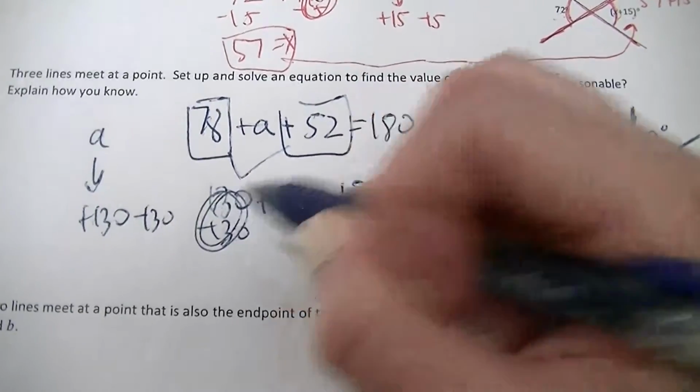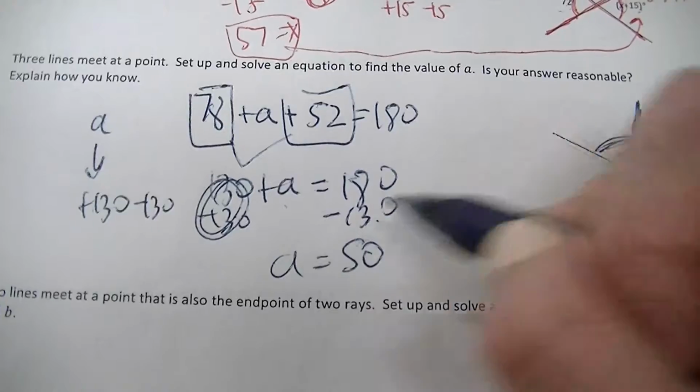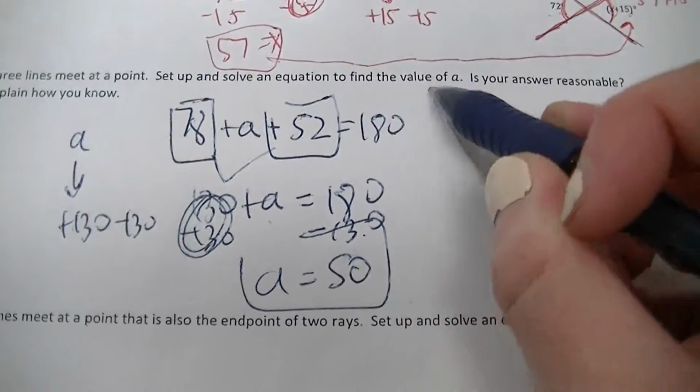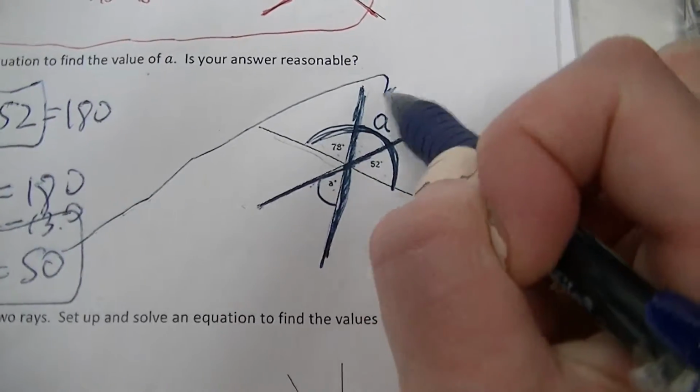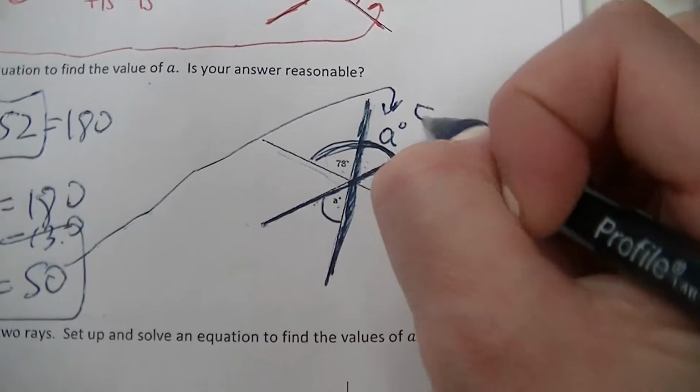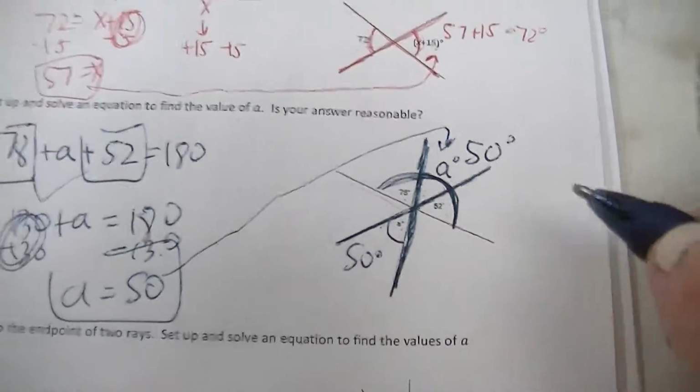130 minus 130 is 0. 180 minus 130 is 50. So A is equal to 50. We answered that part of the question, but I want you to still substitute it here. So this right here, I just have to slap on a degree sign on it. So that's 50 degrees, and if that's 50 degrees, this is also 50 degrees. Okay?